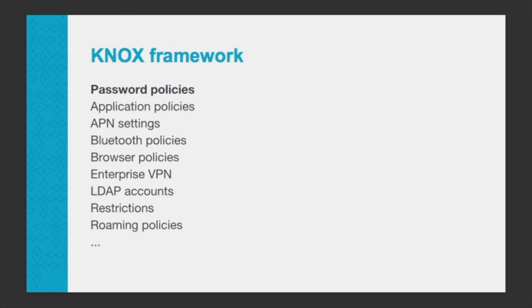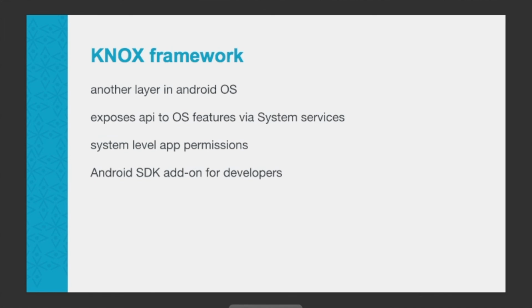And then you have APN, Bluetooth, stuff like that. You can disable roaming, for example. LDAP and VPN are really popular for enterprise development. The list goes on and on, with some really interesting stuff. The cool thing here is that basically everything that's in Knox, Android already supports, but the Android SDK just doesn't give you access to it. Again, because you need system level permissions.